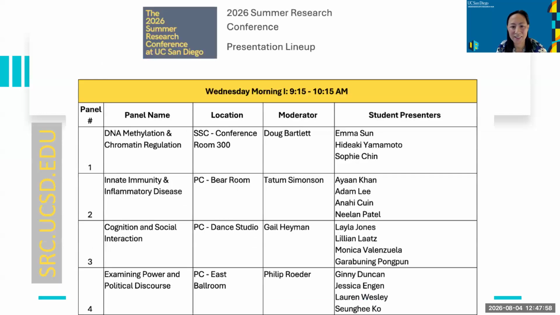Next slide. So this is what the presenter lineup looks like. This was released by email yesterday, but it's a quick screenshot of what it looks like. These are the first 3 or 4 panels for morning session 1, and there will be similar things for all the different ones. The panels are numbered 1 through, I believe, 84 total panels. Each of them has a very specific name to the group of people presenting. The location, as I mentioned, SSC is Student Services Center, Conference Room 300. Otherwise, students may be in the Price Center for all the various rooms: Bear Room, Dance Studio, East Ballroom.